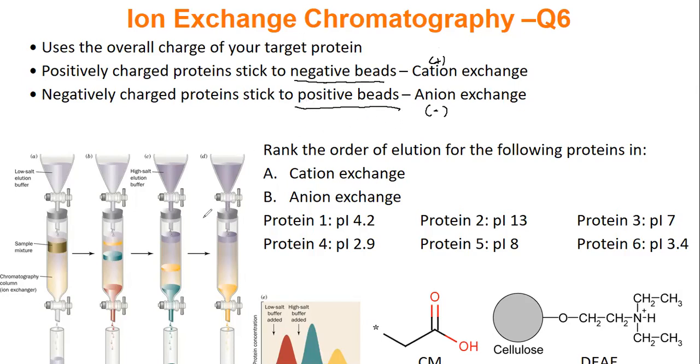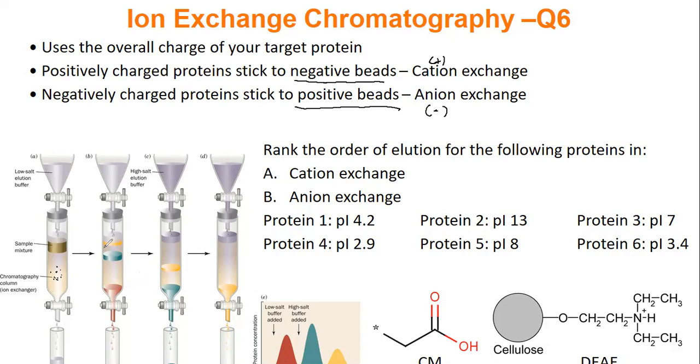And again, the idea here is that in your column, you have these charged beads, and you put your mixture through your column. And depending on the type of charge on your protein, it will either stick to the column or go right through. So if this was like cation exchange, a positive protein will stick to the column, not move once it's on the column, while a negatively charged protein would go right through the column.